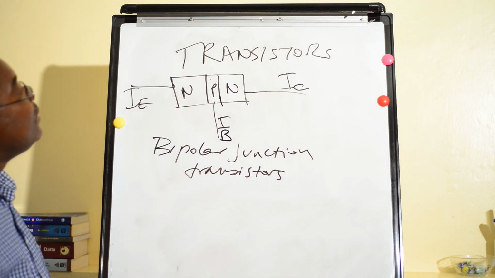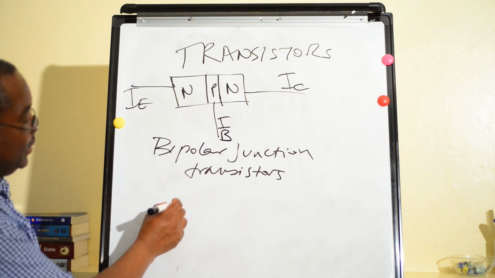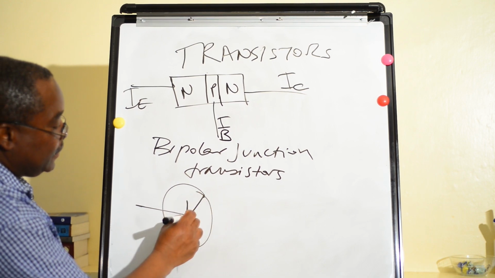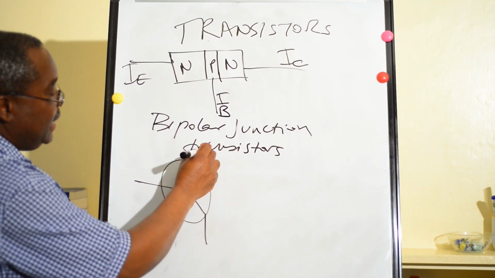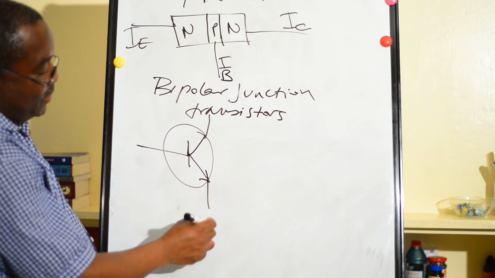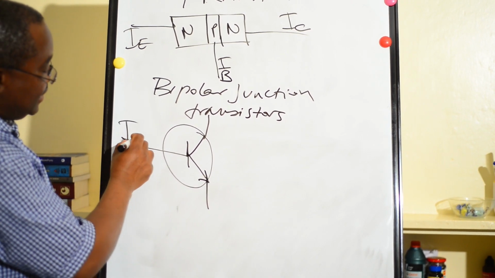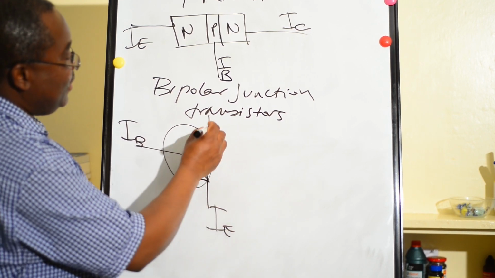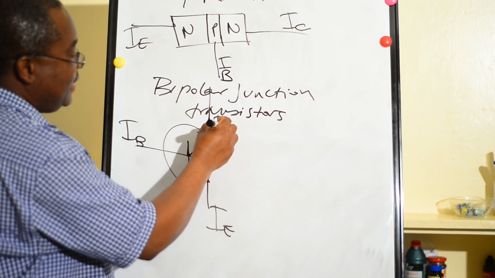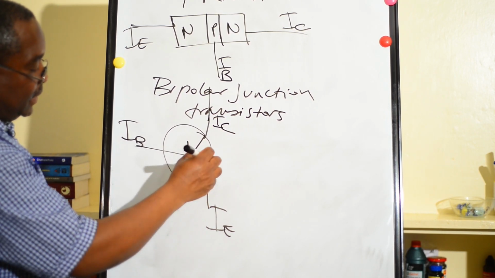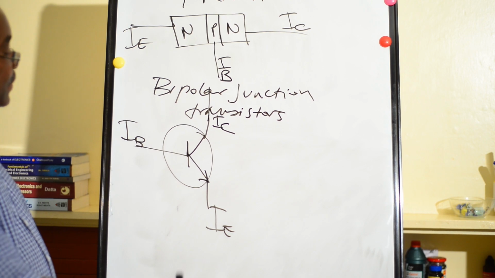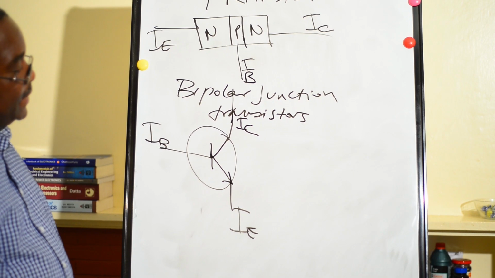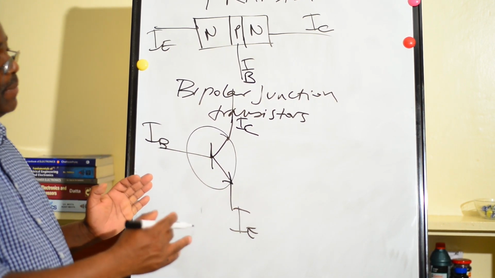For the electrical symbol of the NPN transistor, we have a circle here. In NPN, the arrow is going outward. So you have your base current here, your emitter current here, and your collector current here. The current is flowing outwards. We can also represent the NPN transistor by using diodes.